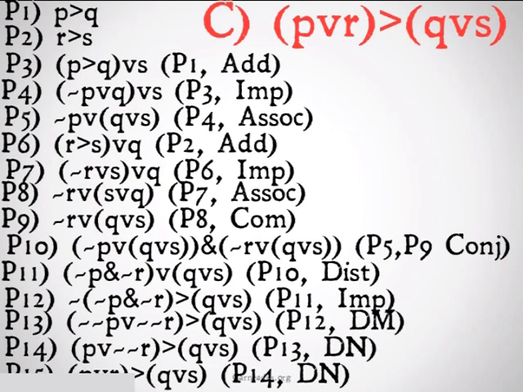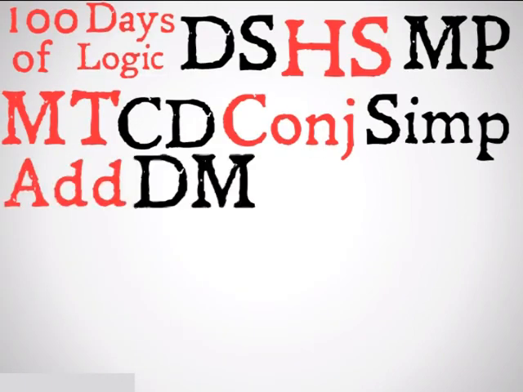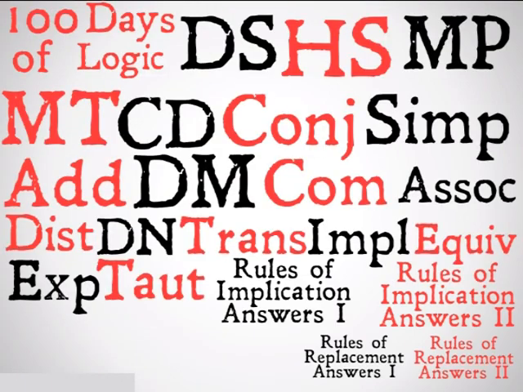If you were able to do that on your own, you should feel very, very confident and very, very good about your skills with logic and the rules of inference. That was the second set of problems and the second set of answers for the rules of replacement.